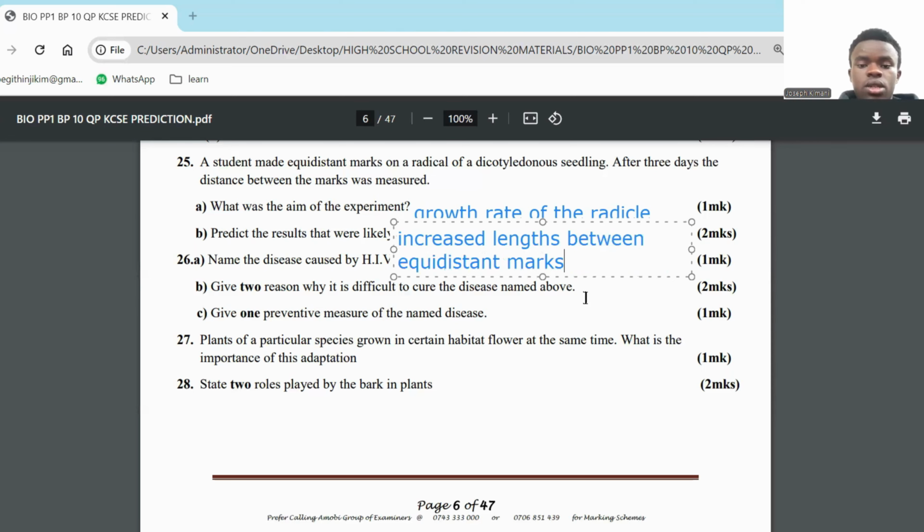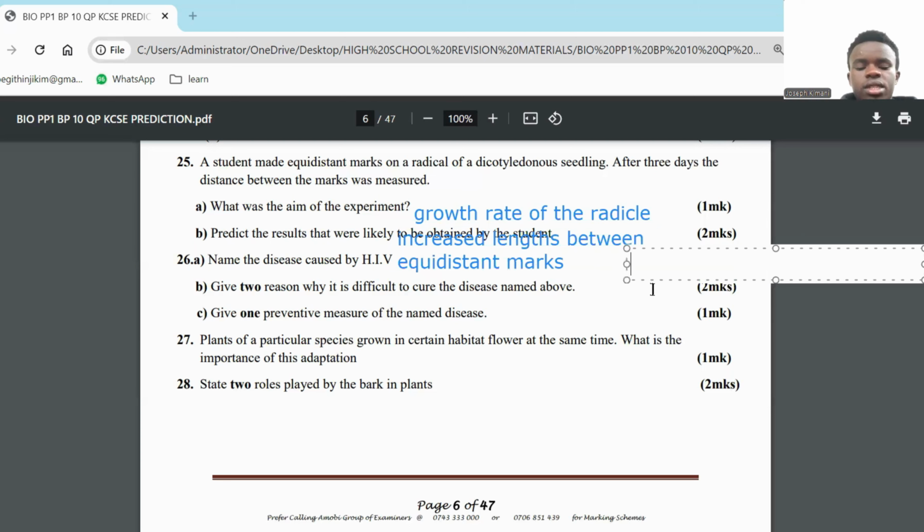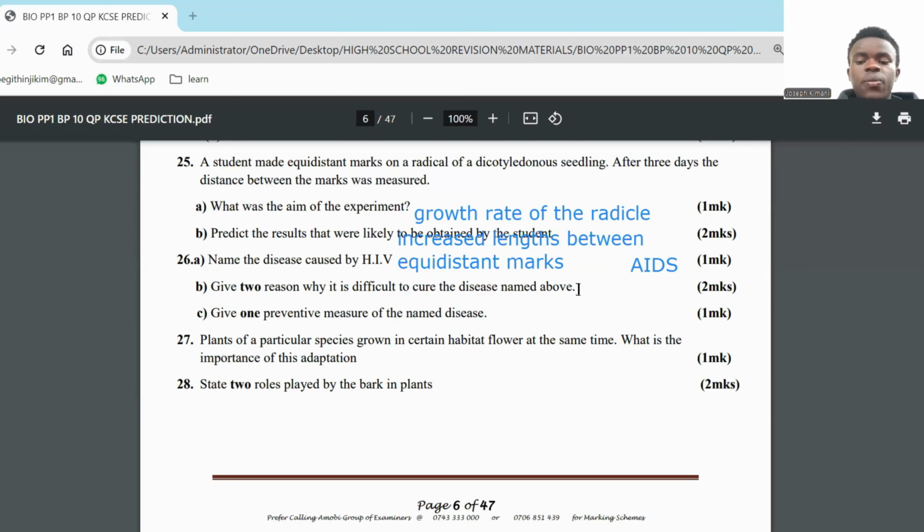That's what we could have expected to be obtained by the student. So now on to the next question. Name the disease caused by HIV. That is AIDS. And now, give a reason why it is difficult to cure the disease named above.